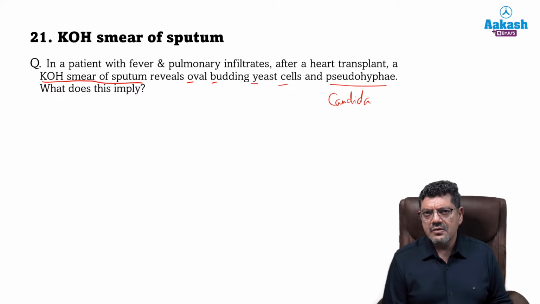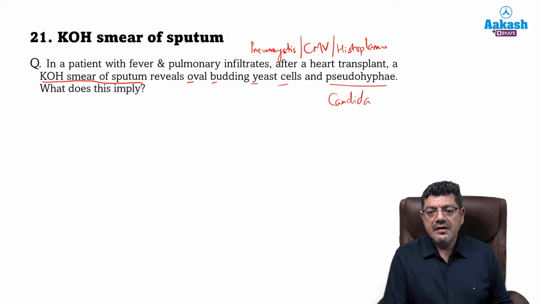Now they had asked you what this implies. If you look at lung infections that occur in solid organ transplant recipients, you will see that they have Pneumocystis infections. You will see that they have CMV pneumonias. You can see that they have histoplasmosis, sometimes blastomycosis, but never Candida. Candida does not cause a pneumonitis.